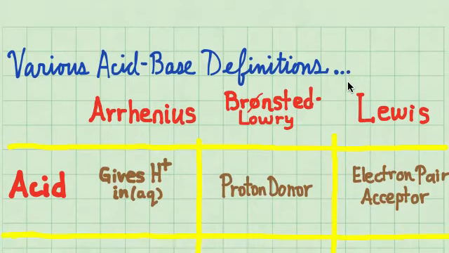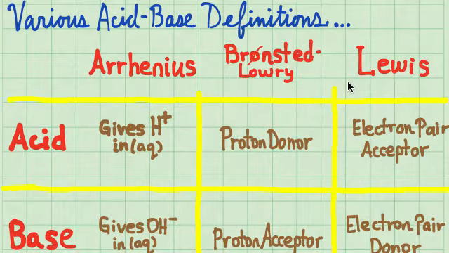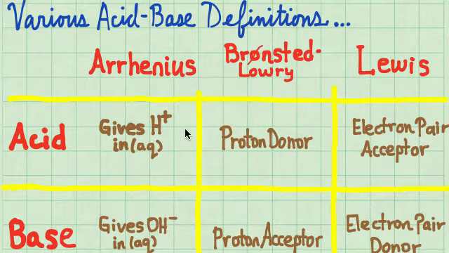Here are some common definitions of acids and bases. The easiest one that we might go with for right this minute is called the Arrhenius definition. An acid is anything that produces H plus ion in the water, aqueous, and the base is anything that produces OH minus in the water.